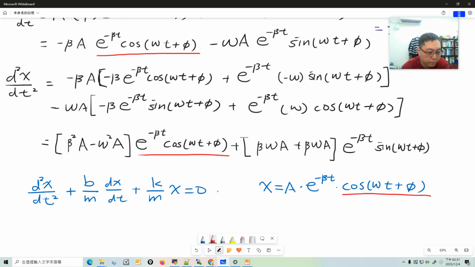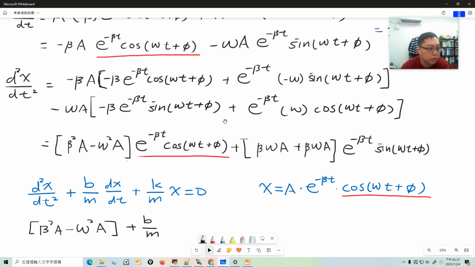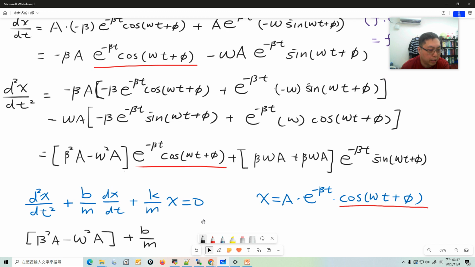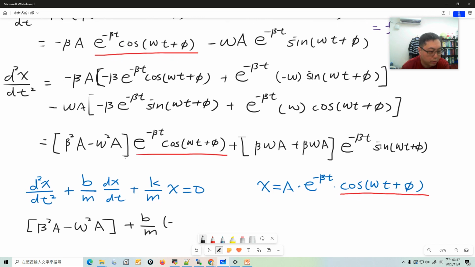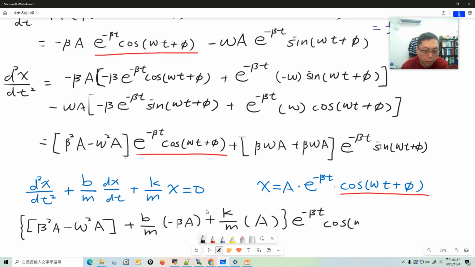So what do we have? The first term is beta squared A minus omega squared A, plus b over m, and because dx/dt is here, we have minus beta A, plus k over m times A, times exponential minus beta t and cosine of omega t plus phi. This is the first term.